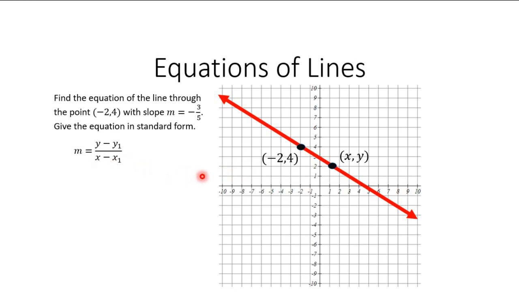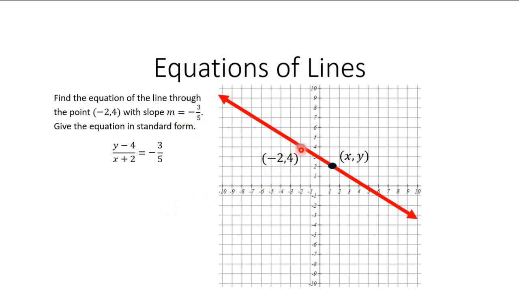So this is the slope formula. It's going to be y minus y1, or y minus 4, over x minus x1, or x minus -2. So I have y minus 4 over x minus negative 2. And I know it has to equal the slope, which is negative 3/5.